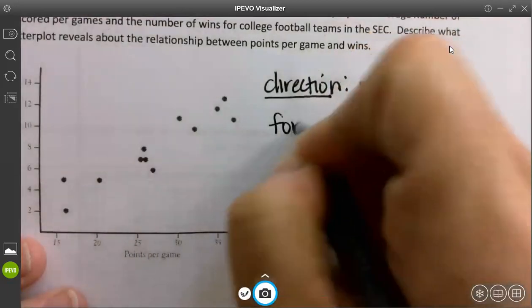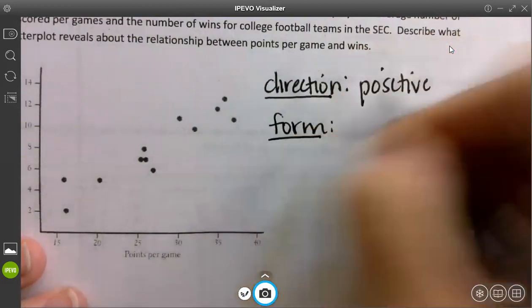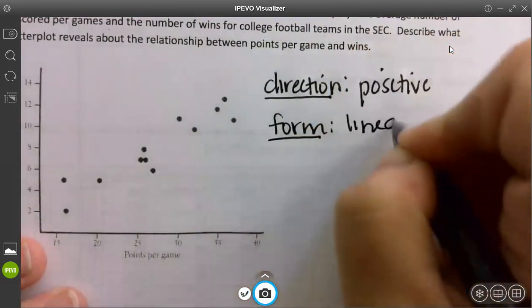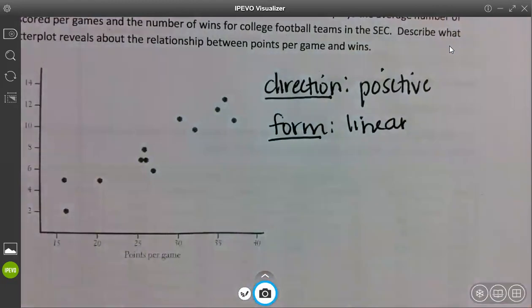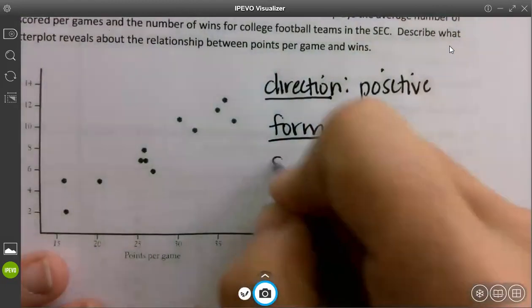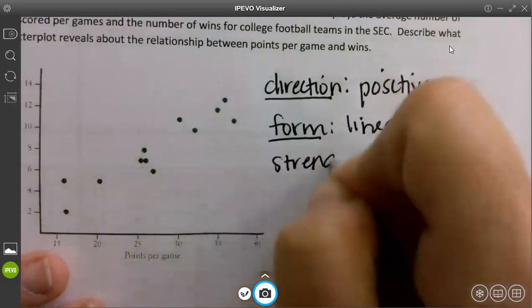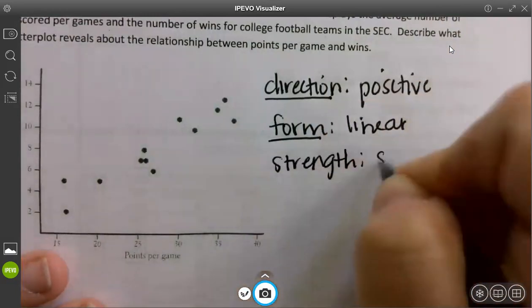Form, what shape is it? Linear. This one is not slightly curved. It is very linear. I mean, you guys can see it's very linear. Strength. It is strong because it is very linear.